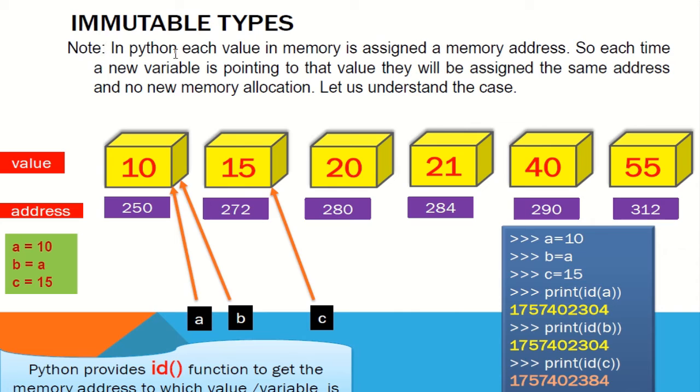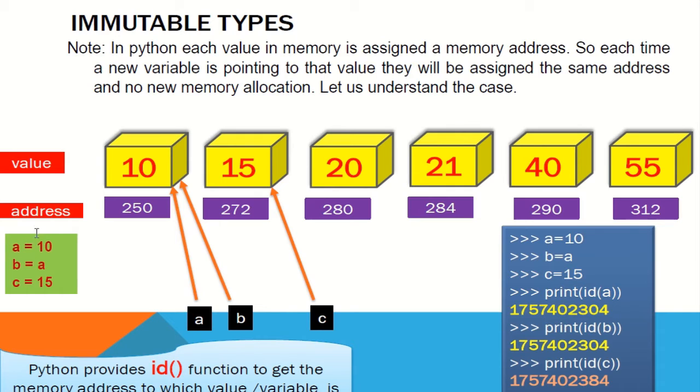Immutable types. In Python, each value in memory is assigned a memory address. Each time a new variable points to that value, it is assigned the same address and no new memory location. Let us understand the case. See the values 10, 15, 20, then 21, 40, 55. 10 is your a, b is 15, c is 20. So the address of 10 is 250, of 15 is 272, and of 20 is 280.